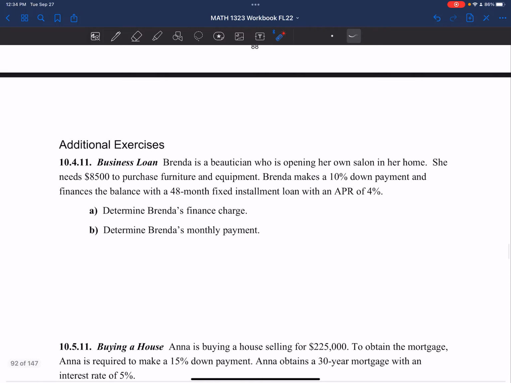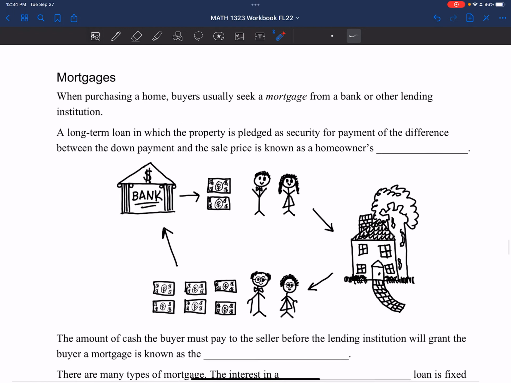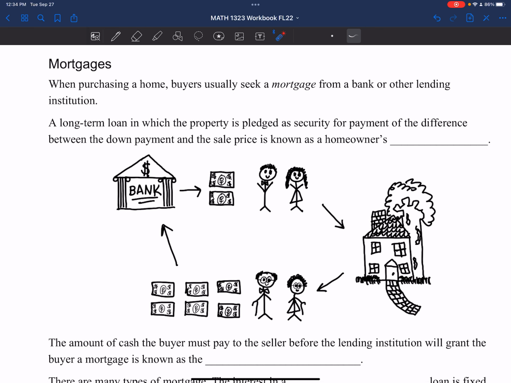All right. So let's talk about mortgages. It has some of its own terminology. So let's see. A mortgage. When purchasing a home, buyers usually seek a mortgage, which again is just a specific name for a fixed installment loan. Well, it doesn't have to be a fixed installment, but for a loan for a house. It is a long-term loan in which property is pledged as security for the payment of the difference between the down payment and the sale price.